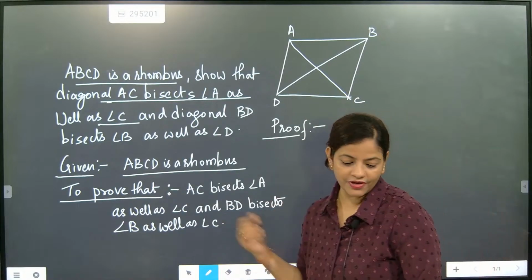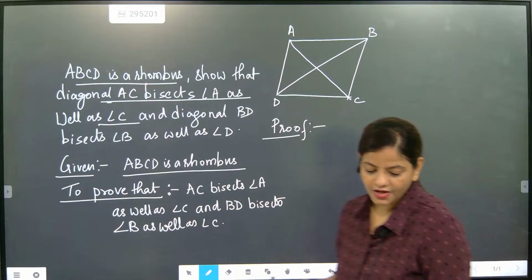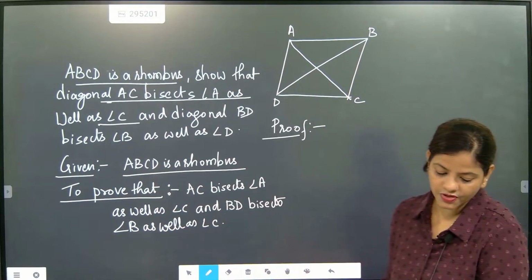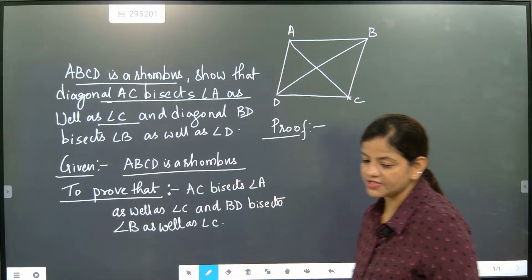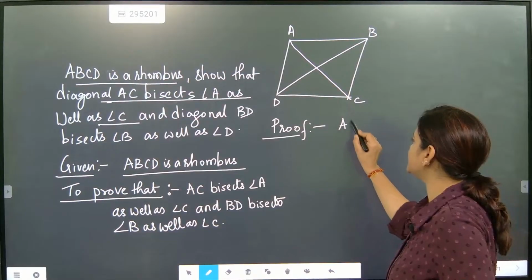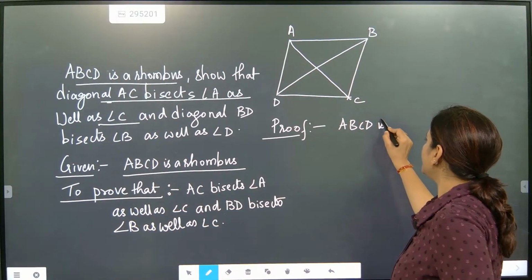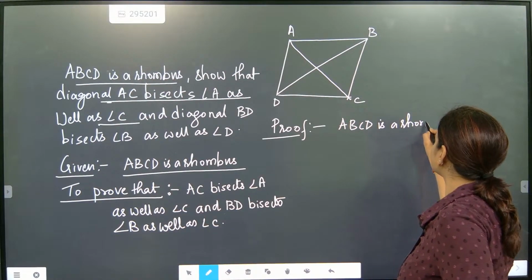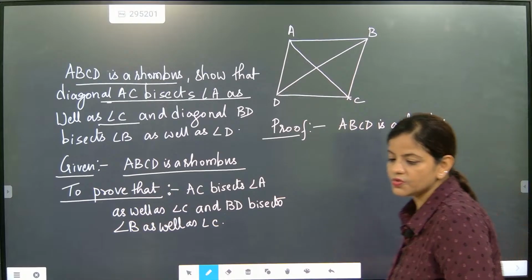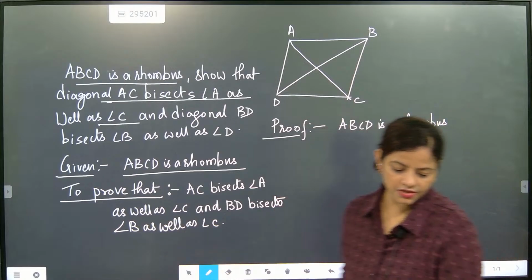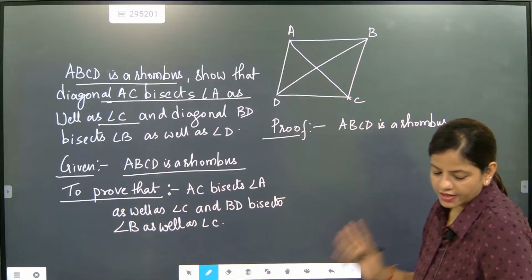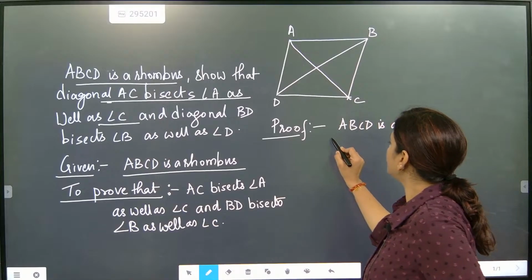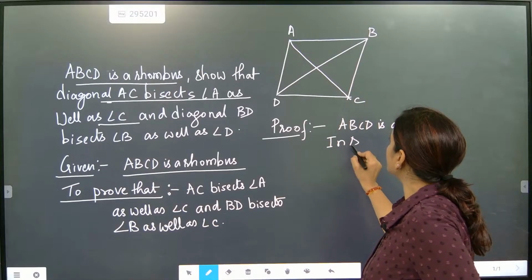So we are going to continue with the proof section. First, we will say ABCD is a rhombus. In the proof section, as it is, we write: ABCD is a rhombus.